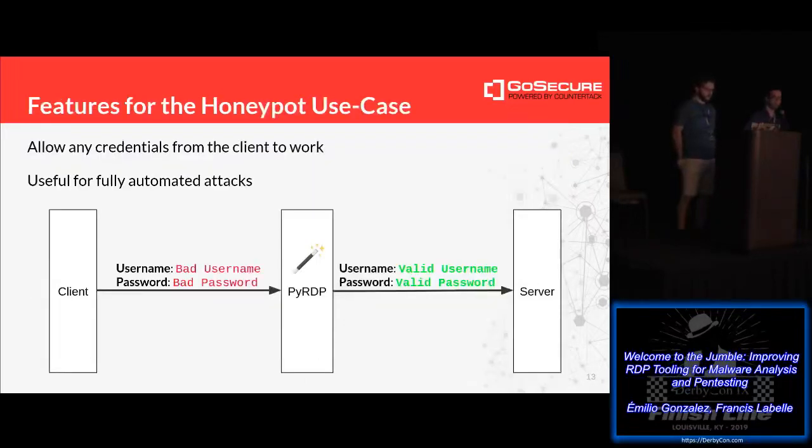One of the features we implemented was to allow for any credentials to work. Since we're in the middle of the connections, we can change that. Whenever a client connects, we can simply change the bad usernames to valid ones. So the client is connected and doesn't need to brute force. And we thought that could be useful for fully automated attacks, where credentials would get brute forced, and then upon successful connection, something nasty and automatic would happen.